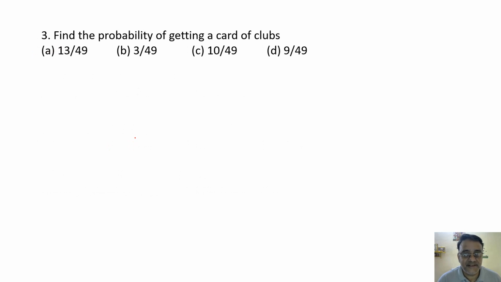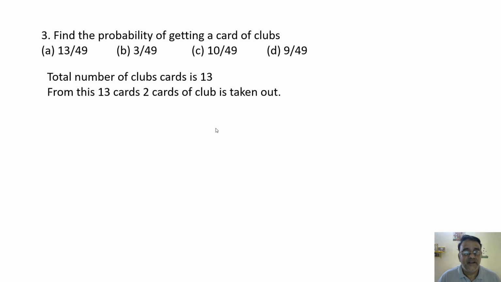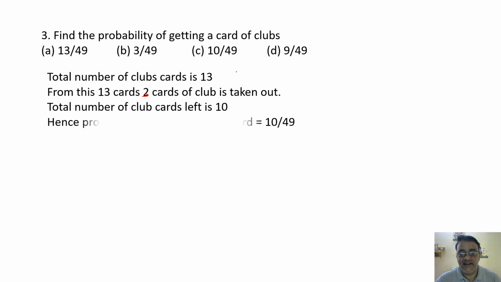Now we are moving toward the next question. Find the probability of getting a card of clubs. So we have removed clubs only. How many cards we have removed? Club cards? 3. 3. Right. So total number of club cards is 13 and we have removed 3 cards. Okay. From these 13 cards, 3 cards of club are taken out. So how many left? 10. Right. So the required probability is 10 by 49. 10 by 49. Right. And the correct option is C.